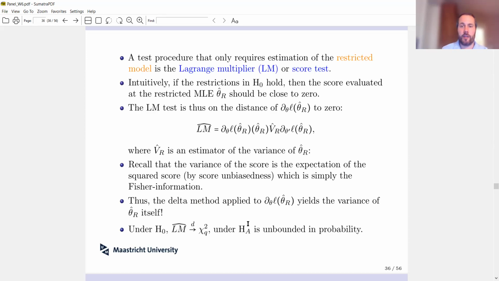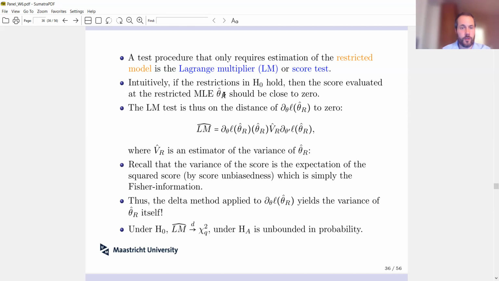So, another test procedure: now we have to estimate only the restricted model. In the example where we had 10 variables and the last 2 are 0 under our hypothesis, we now only estimate the model with the 8 variables that are left. So what does the Lagrange multiplier test do? Intuitively, if the null hypothesis is actually true, then the score at the restricted MLE should be close to 0.